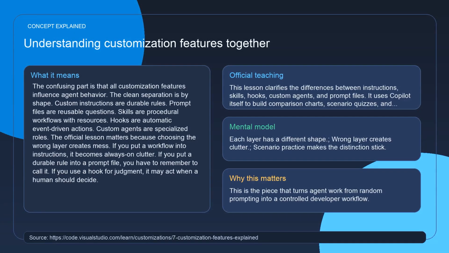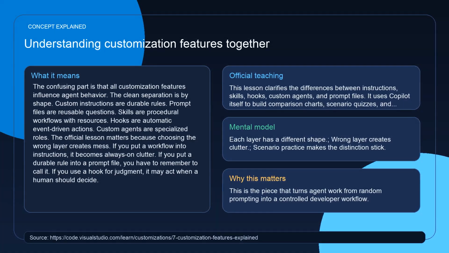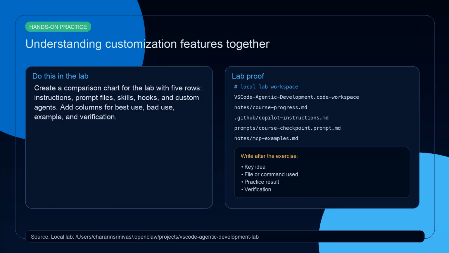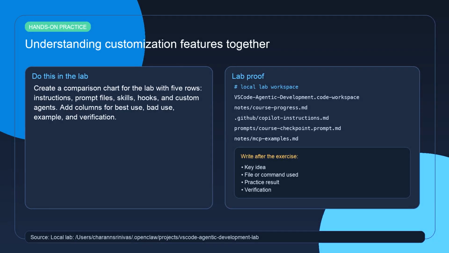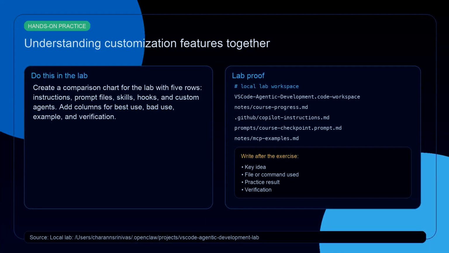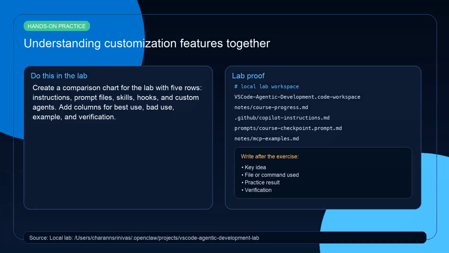The official lesson matters because choosing the wrong layer creates mess. If you put a workflow into instructions, it becomes always-on clutter. If you put a durable rule into a prompt file, you have to remember to call it. If you use a hook for judgment, it may act when a human should decide.